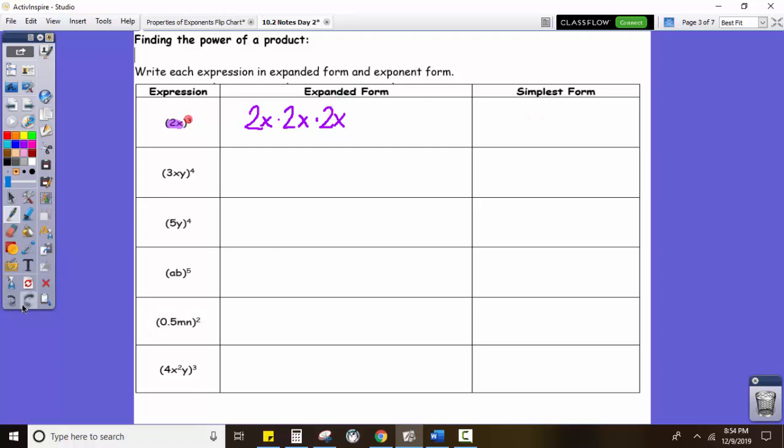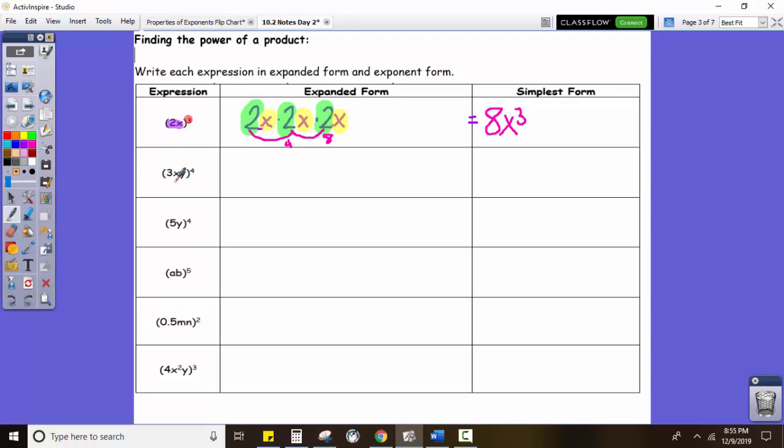Okay, now simplest form. First of all, look for the coefficients here. You have 2 times 2 times 2. Be careful, you're multiplying these together. So 2 times 2 is 4, times 2 is 8. It is not 6. It's not 2 plus 2 plus 2 is 6. So my coefficient then will start off with an 8. And then I go figure out what I have for the variables. I have x times x times x, and that would be x to the third.